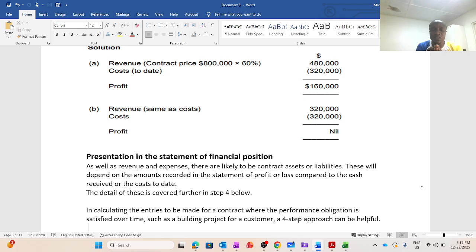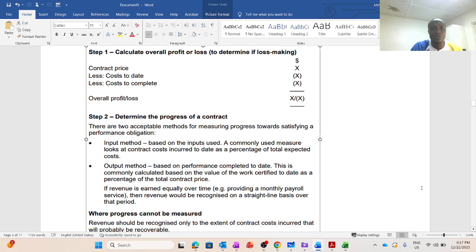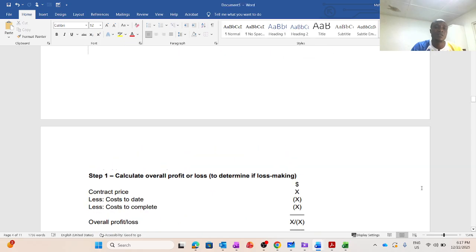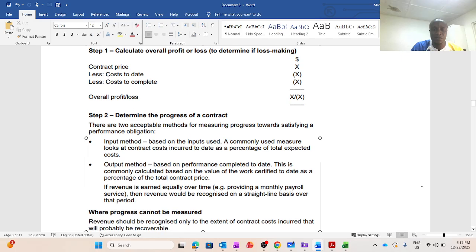As well as revenue and expenses, there is likely to be a contract asset or a contract liability. These will depend on the amount recorded in the statement of profit or loss compared to the cash received or cost to date. So very important point. So now we are going to understand whether there is a contract revenue, contract asset or contract liability, looking at the 4 steps. So you need to know the 4 steps.